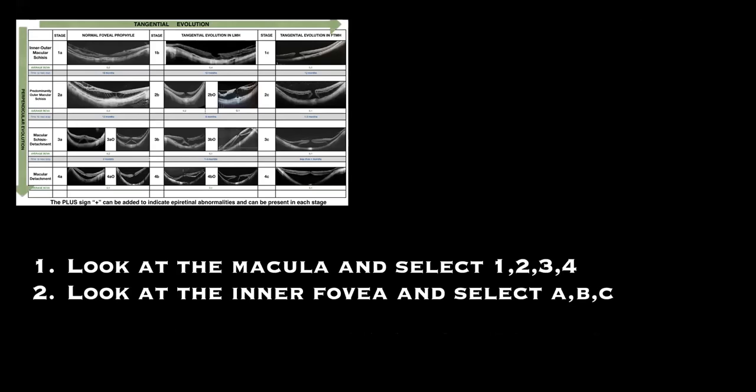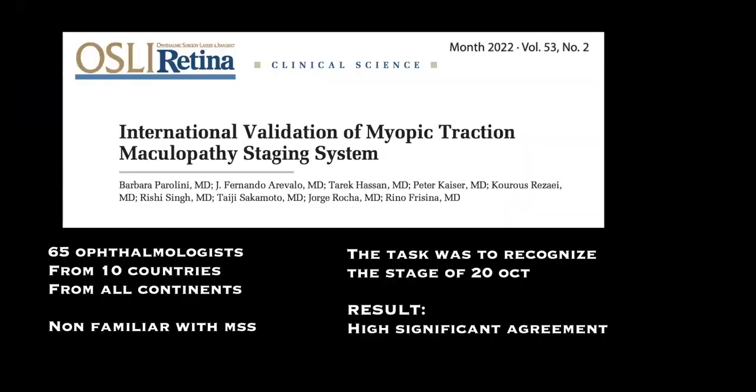In summary, to select the stage, you look at your OCT with MTM, look inside the macula and select 1, 2, 3, or 4. And then you look into the fovea and select A, B, or C.